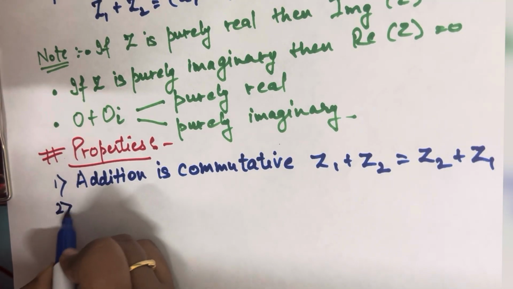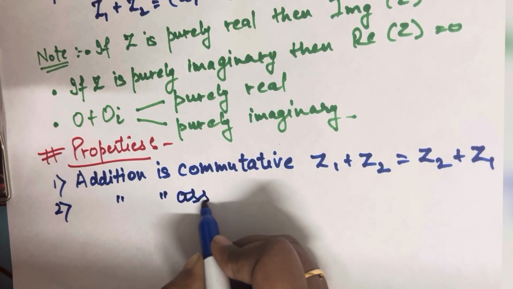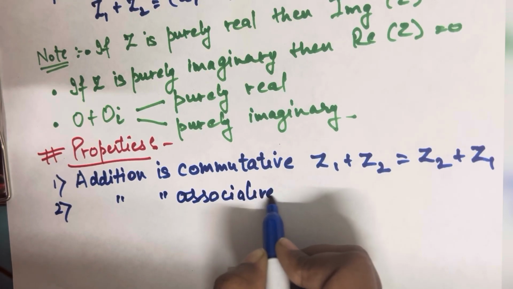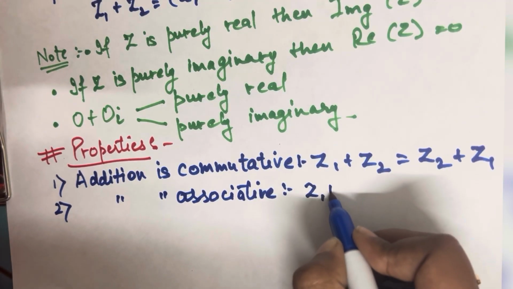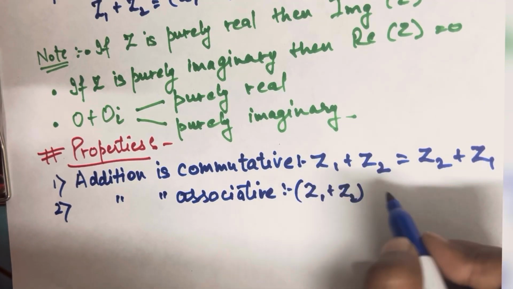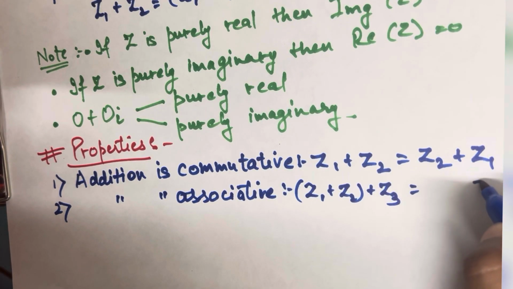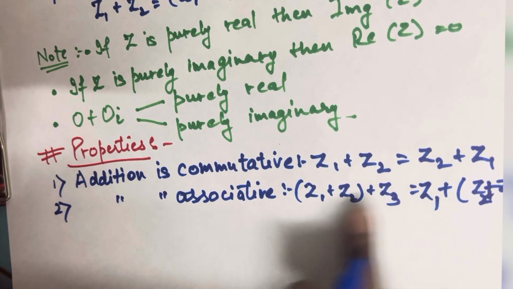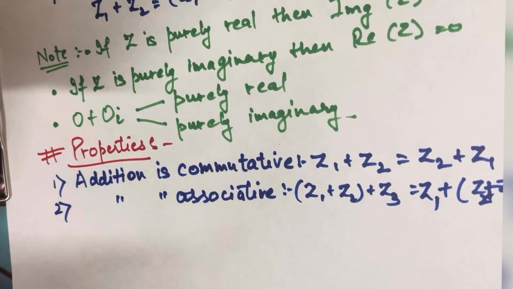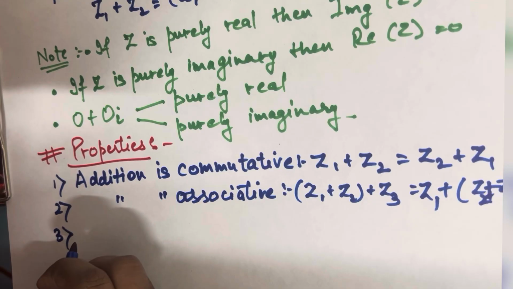Now second is addition is also associative. That means first you add z1 and z2, and then you add z3, or if you add z2 and z3 first and then add z1 to it, both will give the same results, right? This is the associative property.